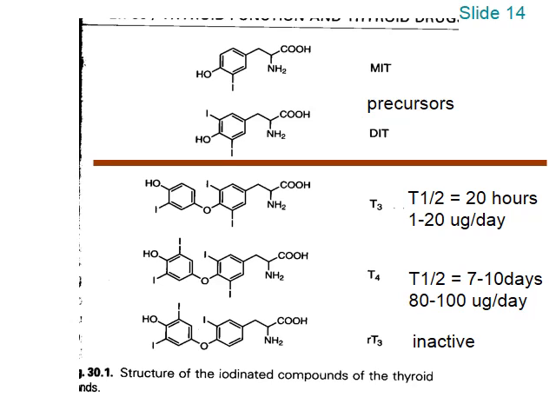In between, we have T4, two DITs linked together. The benzene ring of one DIT with regular DIT linked together. Now, in terms of half-life, T3 has a half-life of about 20 hours. Some textbooks will even put it up to 2 days, but most textbooks will refer to it as about a day. The half-life for T4 is on the order of 7 to 10 days. And in terms of RT3, we don't consider its half-life because it's an inactive compound.